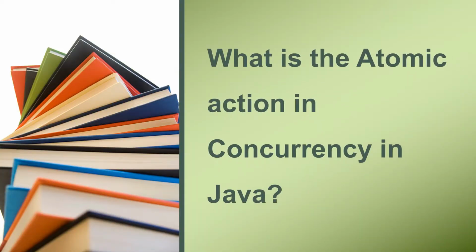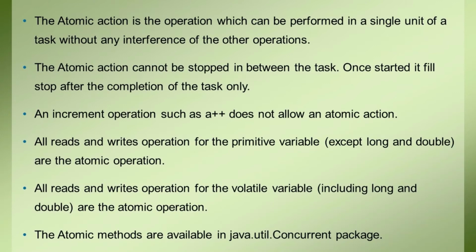What is an atomic action in concurrency in Java? An atomic action is an operation which can be performed as a single unit of a task without any interference from other operations. An atomic action cannot be stopped in between the task. Once started, it will stop only after the completion of the task. An increment operation such as plus plus does not allow an atomic action. All read and write operations for primitive variables, except long and double, are atomic operations. All read and write operations for volatile variables, including long and double, are atomic operations. The atomic methods are available in the java.util.concurrent package.